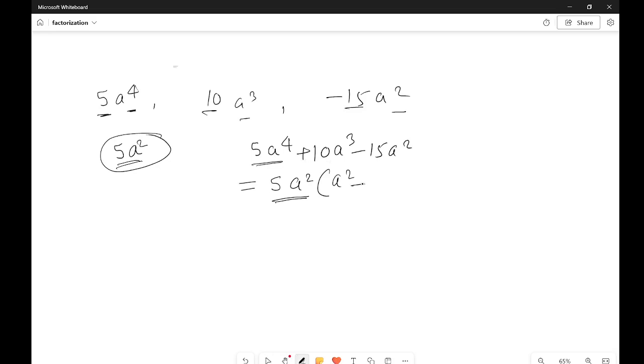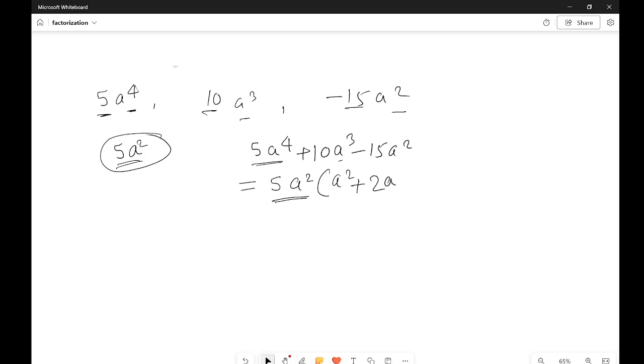Now let's go with the second part. Here is a plus sign, so I will go with the plus sign. Now 10a cube. We will calculate it individually, constant part and the variable part. If I take 5 out of 10, I will be left with 2. When we take common, basically we are dividing. So 10 divided by 5 is 2, and then comes the variable part. Here it's a cube, here it's a square. If you divide a cube by a square, you will have a.